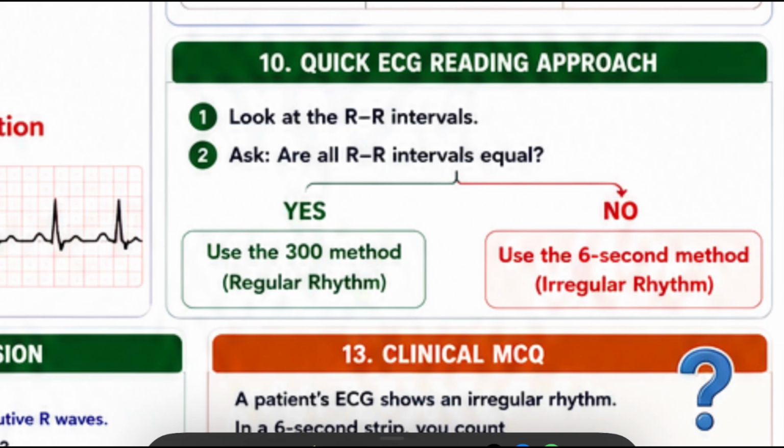So today we learned how to recognize regular and irregular rhythms using the RR interval and how to calculate heart rate accurately in irregular rhythms. In day 10 we will learn about cardiac axis deviation, including normal axis, left axis deviation and right axis deviation, and a simple shortcut to identify the axis on an ECG.